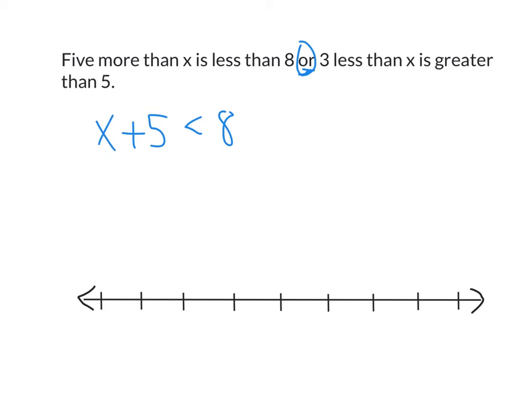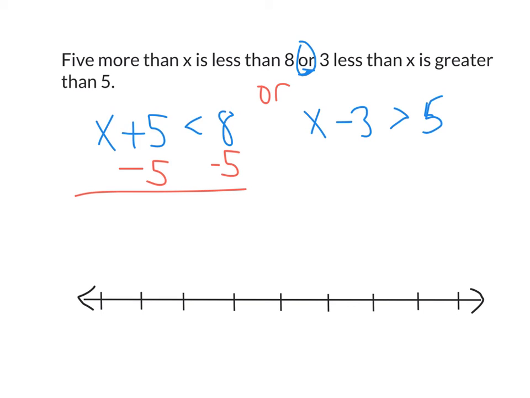Or 3 less than x, so that would be x minus 3, is greater than 5. So now let's solve this. I'm going to subtract 5 from both sides on this side here. Remember, this is an "or" statement here. So when I do that, x is going to be less than 3. When I do it over on this other side, I'm going to add 3 to both sides, and x is greater than 8.